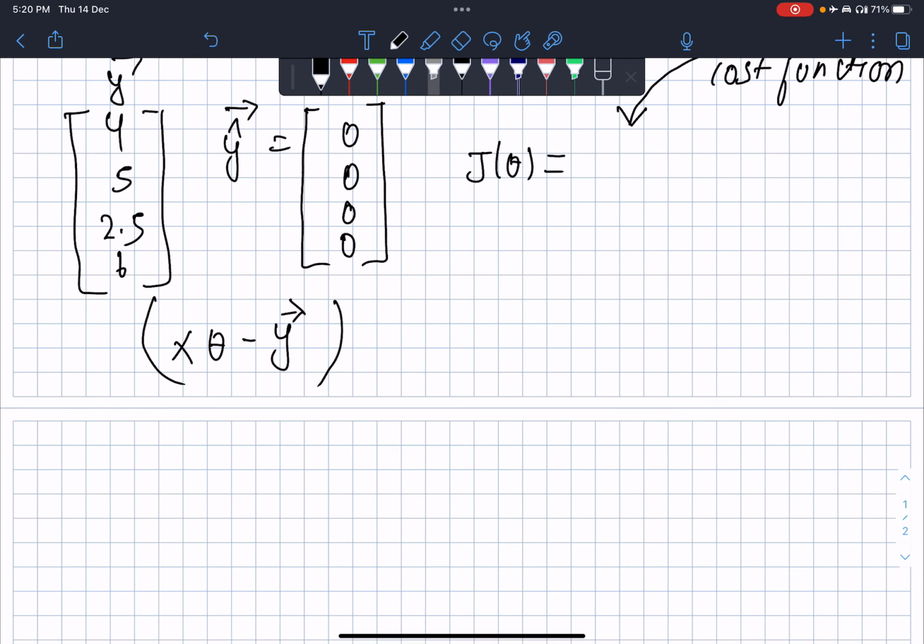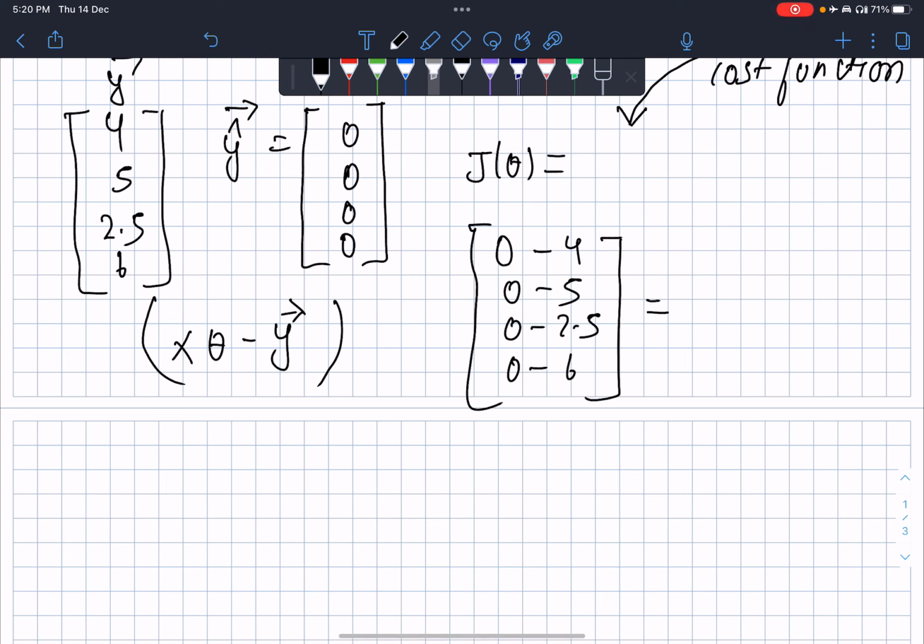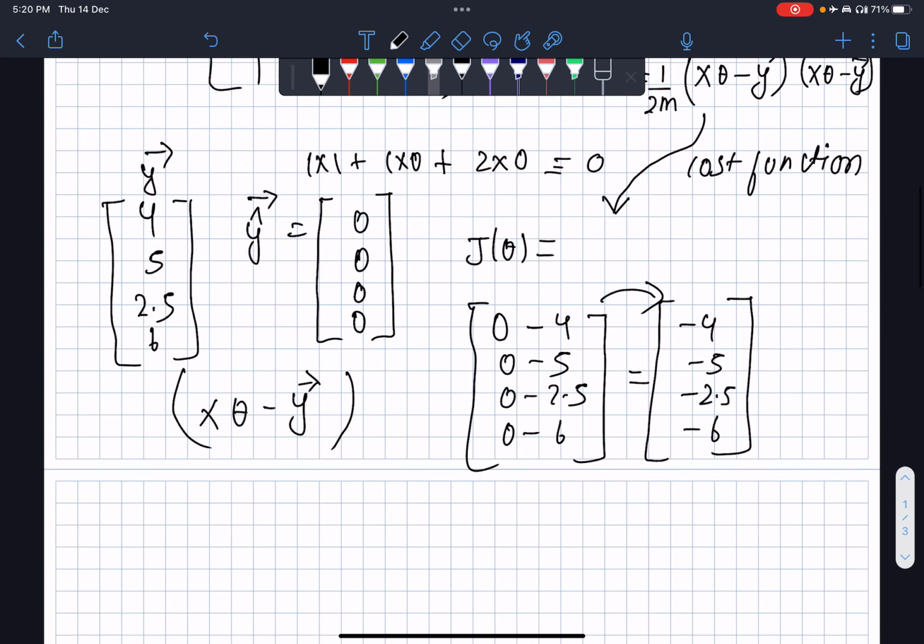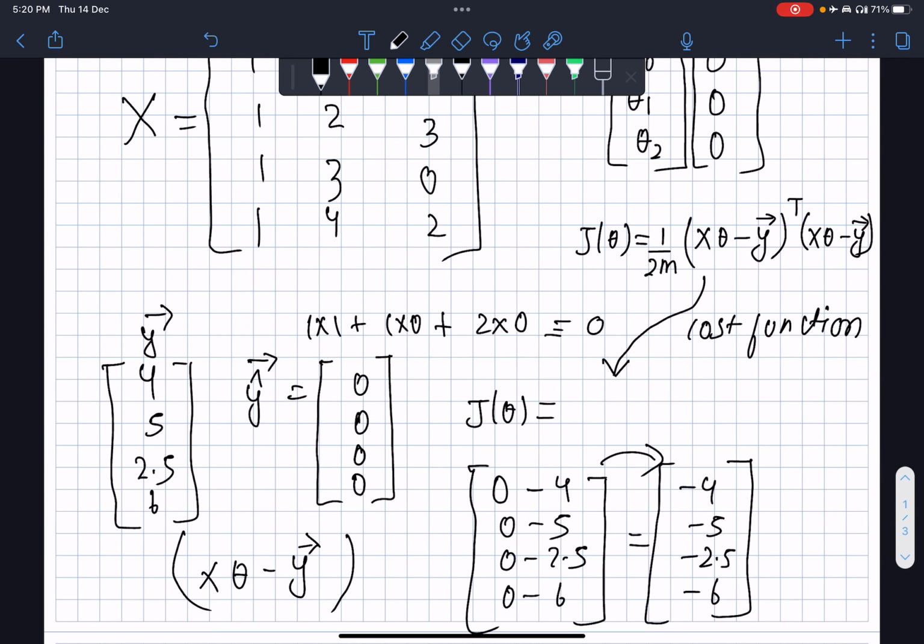What we do with the values we have got is 0 minus 4, 0 minus 5, 0 minus 2.5, 0 minus 6. So what we got is minus 4, minus 5, minus 2.5, minus 6. Are you getting it? Now, it will be the same with this.